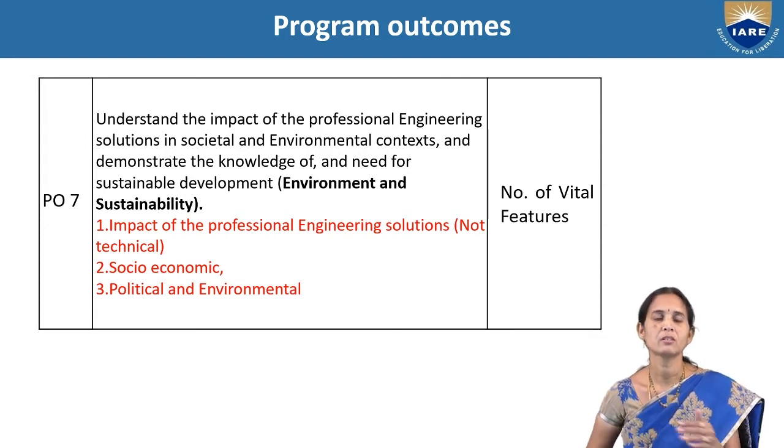So we have to see in which of the modules we are taking it. We can take the name of the module, for example, natural resources and environmental pollution. So how many vital features are mapping with the COs to PO7?